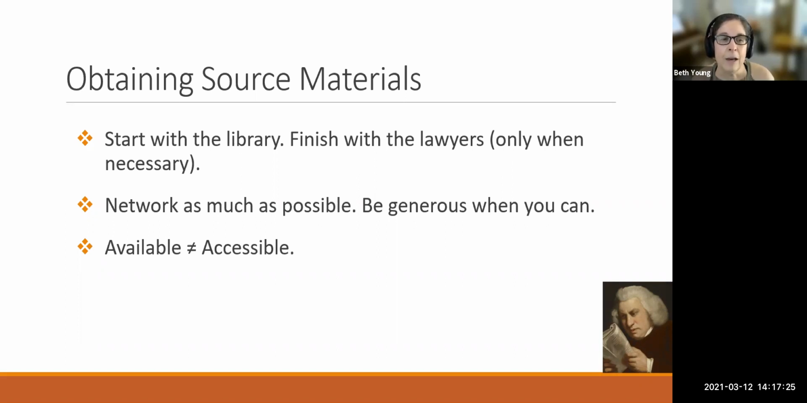And finally, available is not the same thing as accessible. This dictionary has been available for centuries, but that doesn't mean it's truly accessible now. And this matters not just to us as we seek the resources to create our site, but to anyone who wants to use Johnson's dictionary.